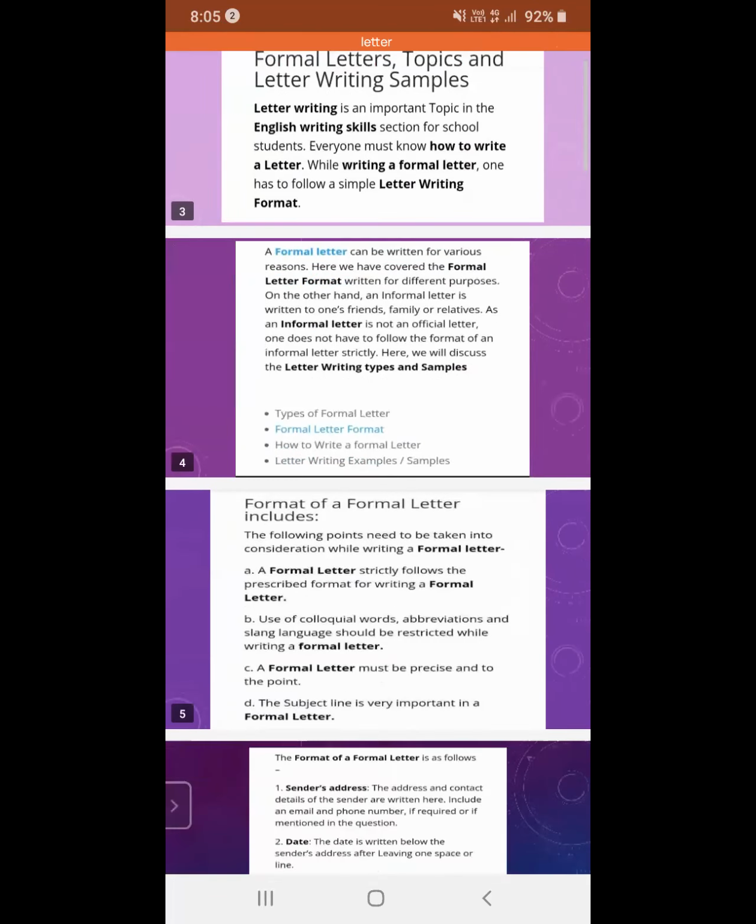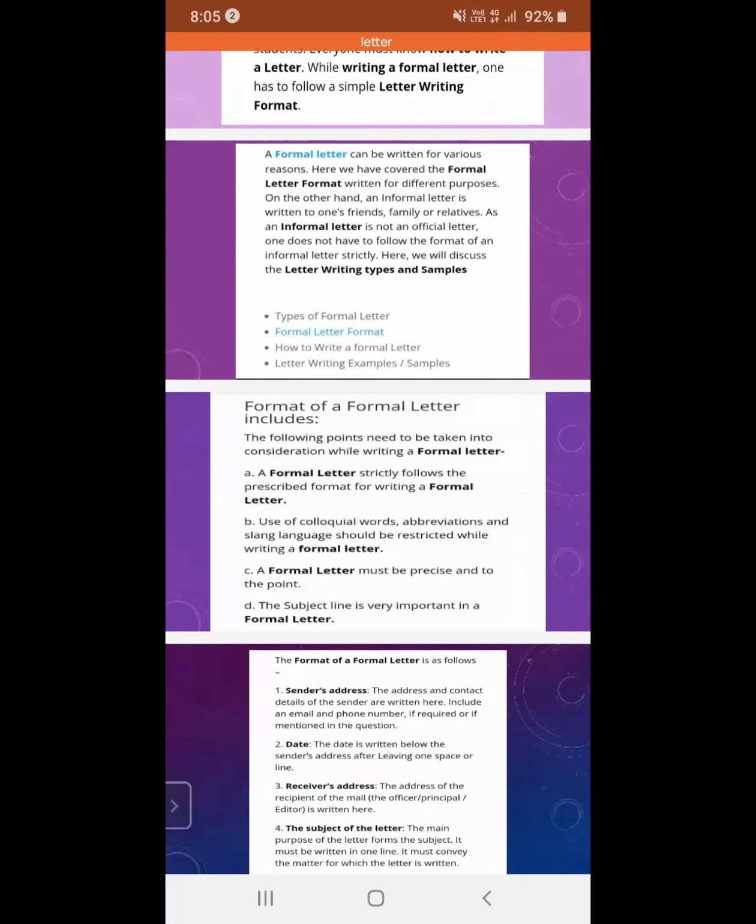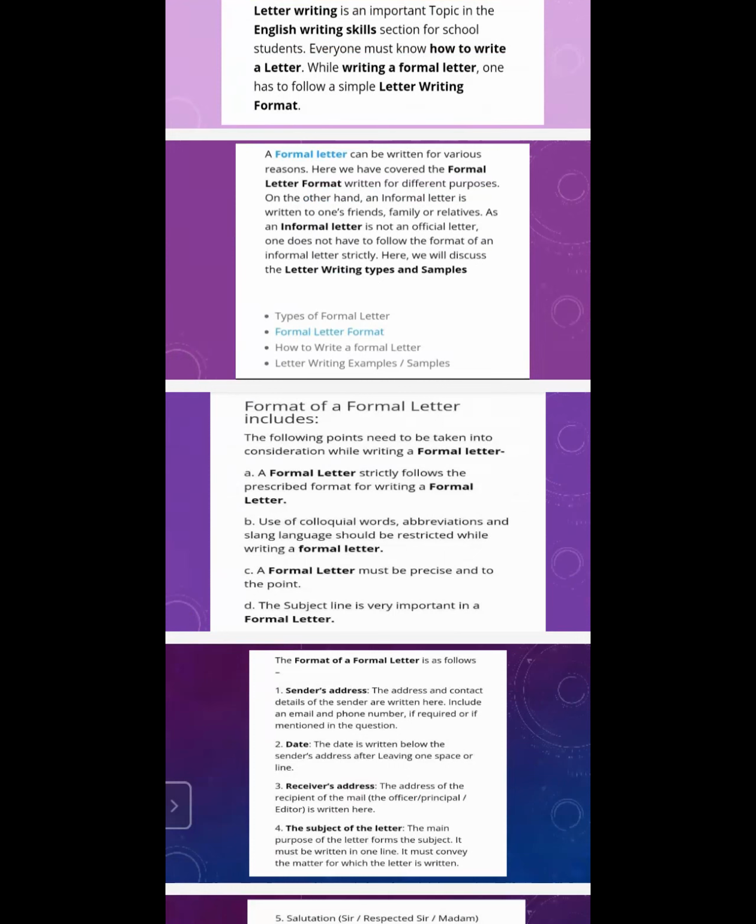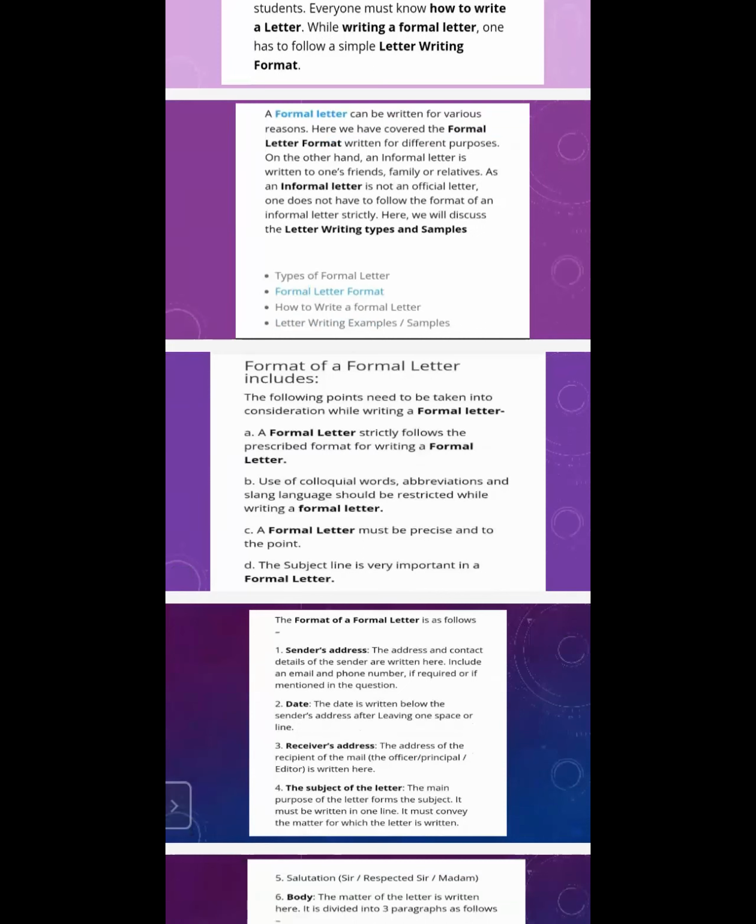Now, while writing a formal letter, the following points need to be taken into consideration. Which points do you have to remember while you are writing the formal letter? A formal letter is an official letter, so it strictly follows the prescribed format. We have to follow the perfect format of the formal letter. Then in a formal letter, we should not use abbreviations. Slang language and colloquial words should be avoided. A formal letter must be precise and to the point. The subject line is very important in a formal letter.